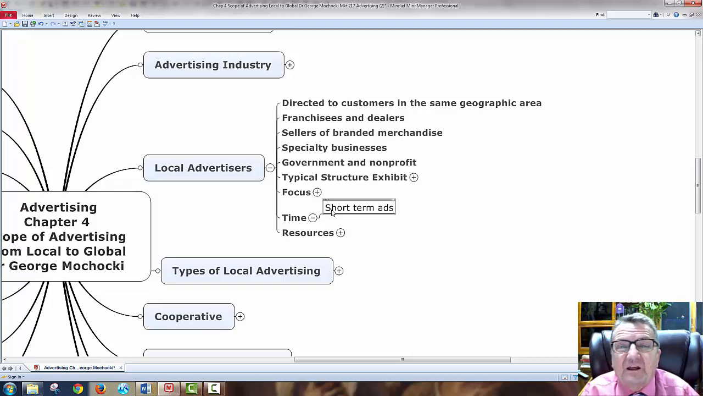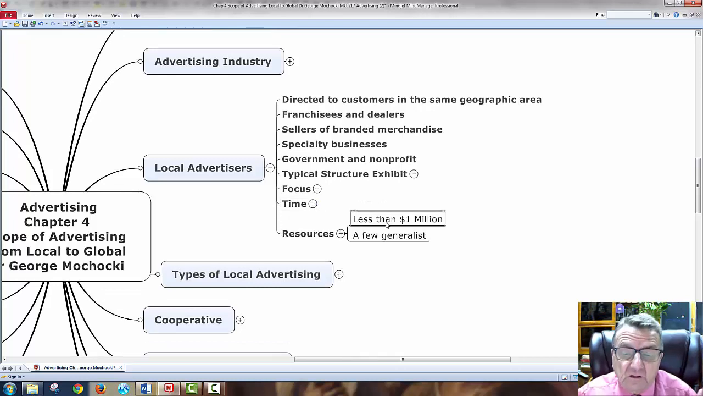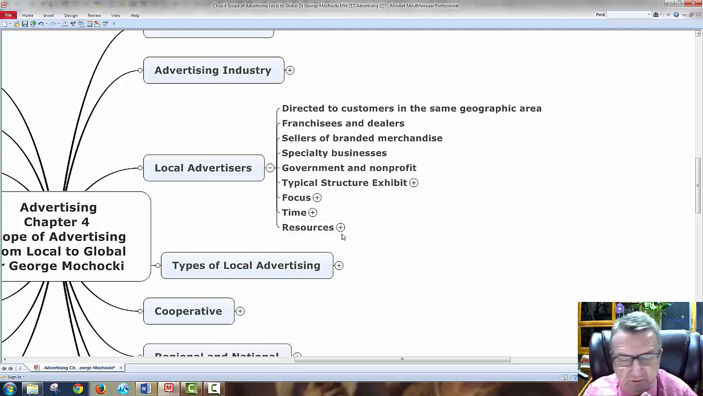You're looking at how far in advance the ad should come out, and we'll cover that a little bit later on. Now, if I'm looking local, the resources are very small, less than $1 million, with few generalists. A generalist is supposed to do a lot of things that a large corporation may break down by individuals: one owning the planner, one the producer, one the photographer. In the local market, he or she has to do everything.